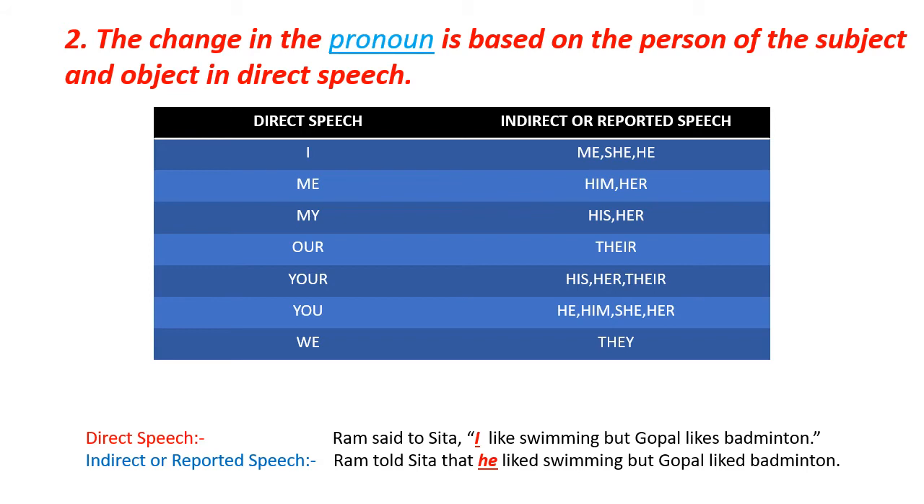Observe these two sentences I gave in red color with the underlined word. In a direct speech, I was there. In indirect speech, instead of I, it was replaced with he. It is a relevant or a related pronoun. In the direct speech, I refers to Ram. In the indirect speech also, he refers to Ram.